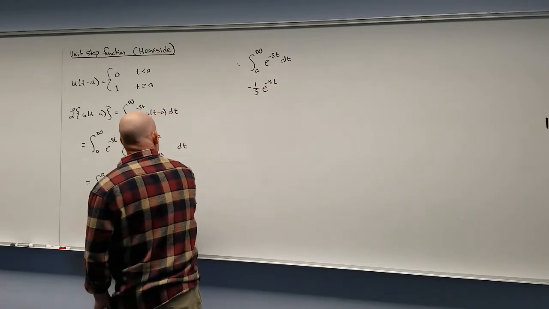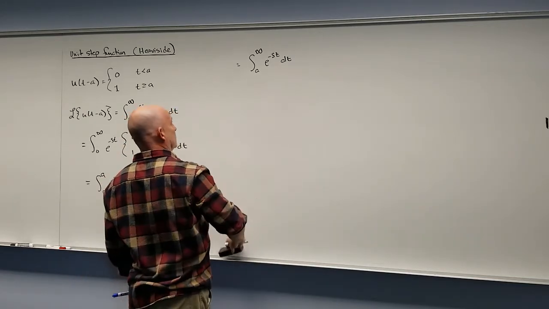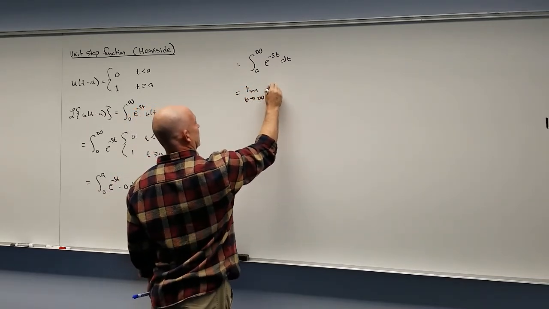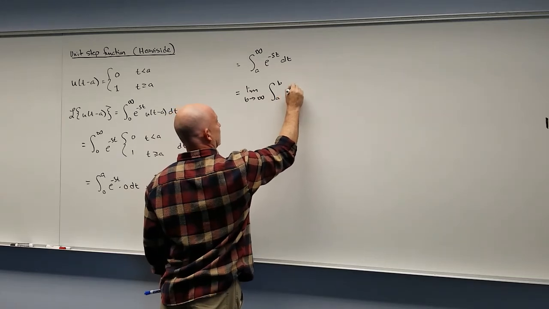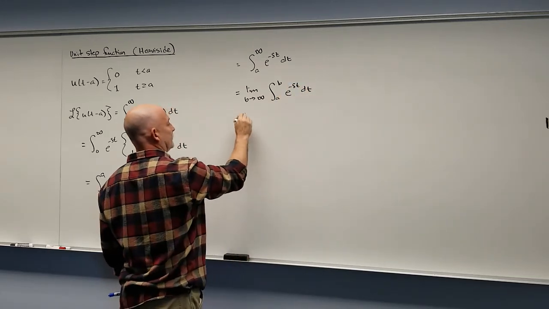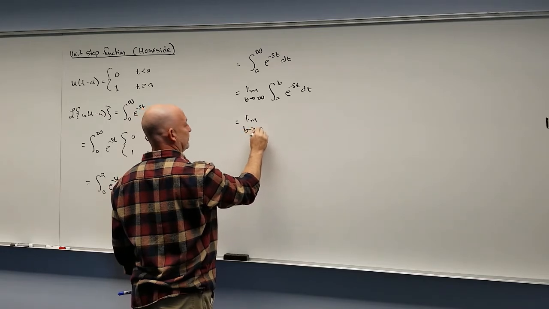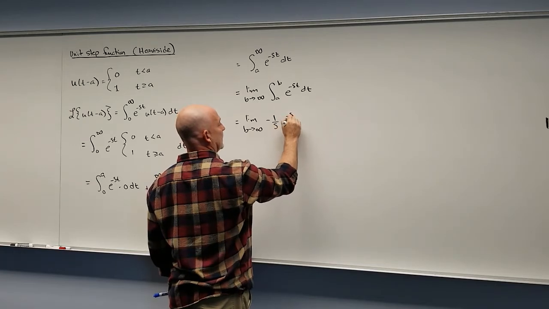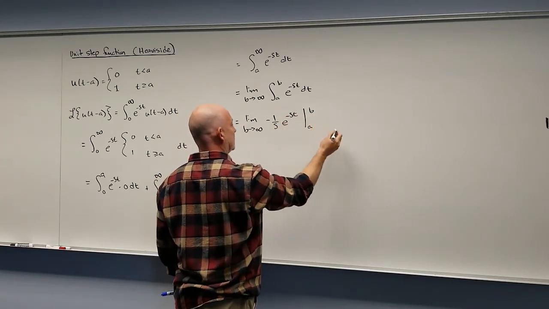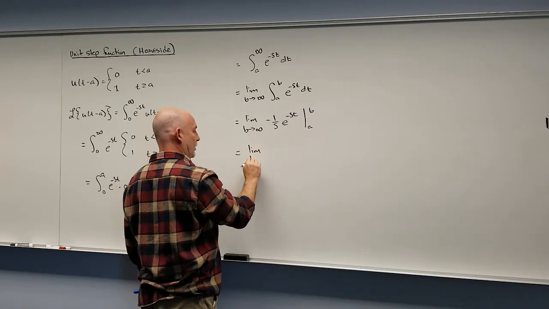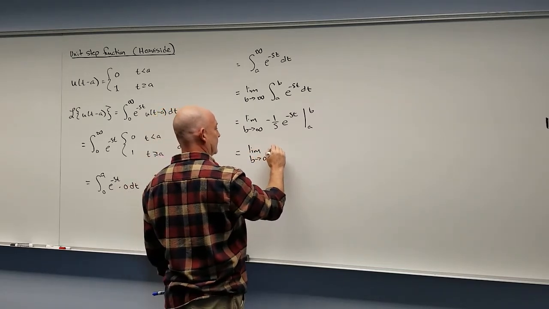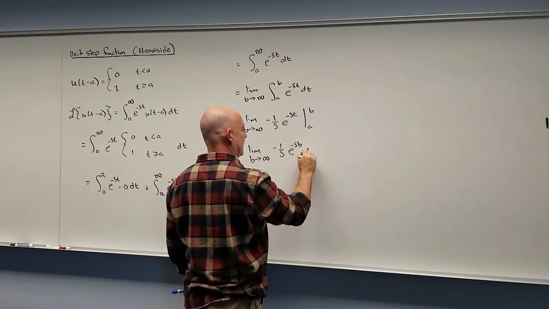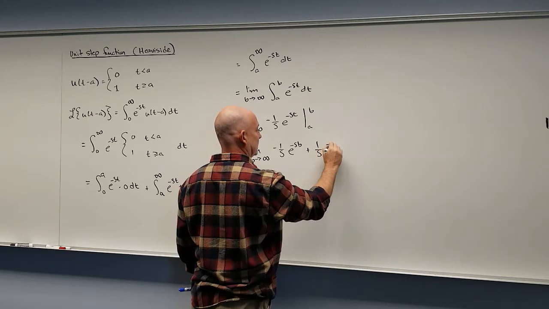Let me set up my limit first. Improper integral. So we were doing the limit, I think we were using b, as b goes to infinity, from a to b, e to the negative st dt. All right, so this is the limit as b goes to infinity, negative 1 over s, e to the negative st evaluated from a to b, top endpoint minus bottom endpoint. So that's going to be negative 1 over s e to the negative sb minus negative 1 over s e to the negative sa.